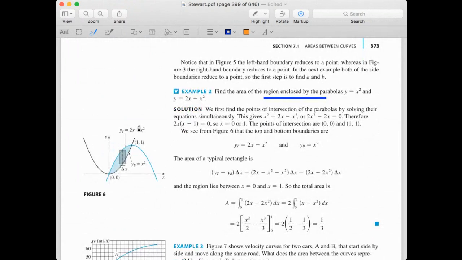Y equals x squared, upward parabola. Y equals 2x minus x squared, downward parabola. And we see from the picture they intersect at (0, 0) and (1, 1). This is with the picture. Well, without the picture, what do we do? Without picture, we see enclosed by two functions. That means we need to find the intersection.